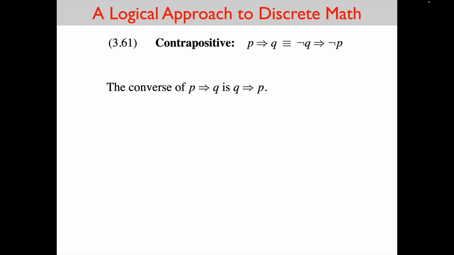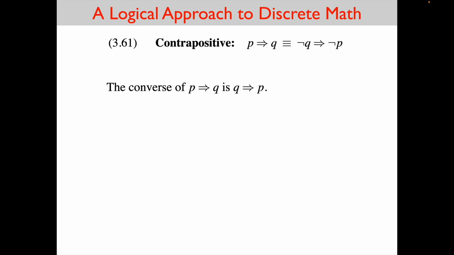This is the concept of the converse. So when we have an implication, P implies Q, the converse of P implies Q is Q implies P. So let's say for a moment that P is the proposition, it is raining, and Q is a proposition, the sidewalk is wet.